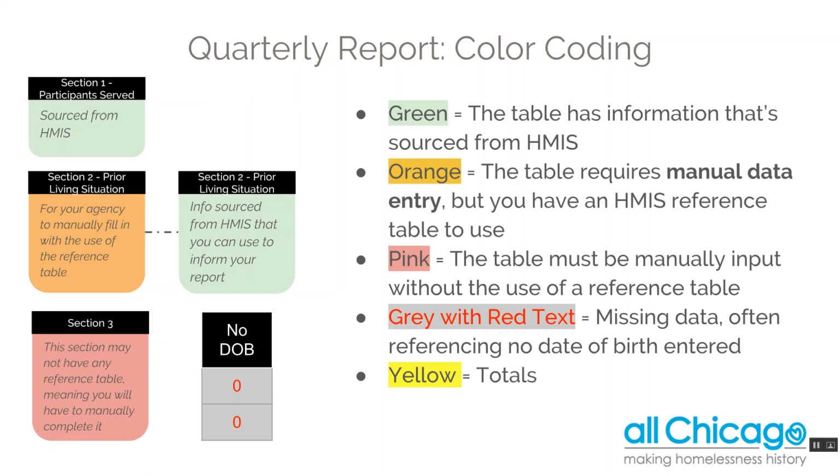Now let's talk a little bit about color coding before we open up one of the reports. Green indicates that the table has information sourced from HMIS. Orange indicates that the table requires manual data entry, but you have an HMIS reference table. Pink means that the table must be manually input without the use of a reference table. Whenever you see gray with red text, that means there's missing data, and oftentimes it's referencing that there's no date of birth entered. And yellow is simply totals. That shows you the totals for the tables.